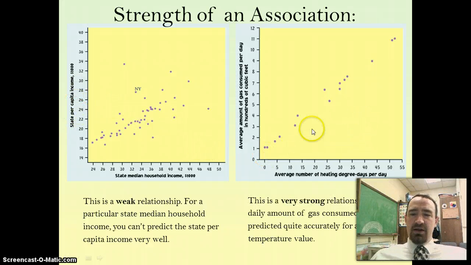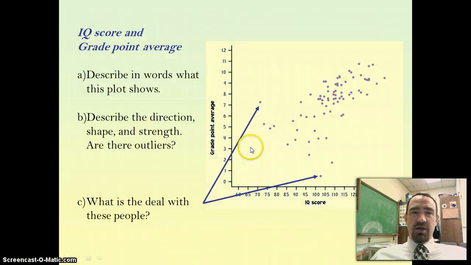On the other hand, a very strong relationship here, a very close relationship between the number of days where we would need to heat a house and the amount of natural gas consumed per day. So of course, we're going to use more gas if we have more days where we need to heat a house. And so we see a difference between a weak and a strong relationship. So we've talked about form and strength. How about outliers? Once again, we should look at the form first.